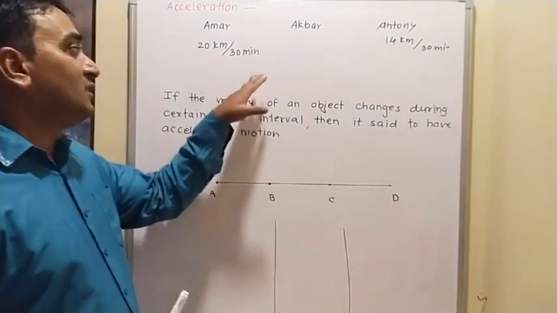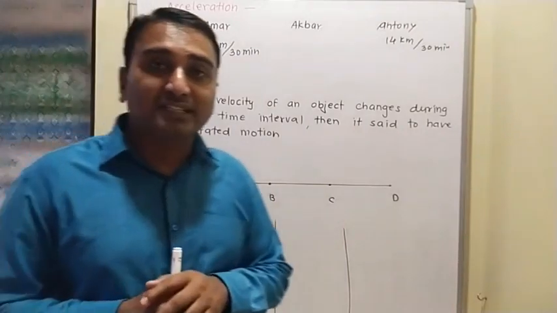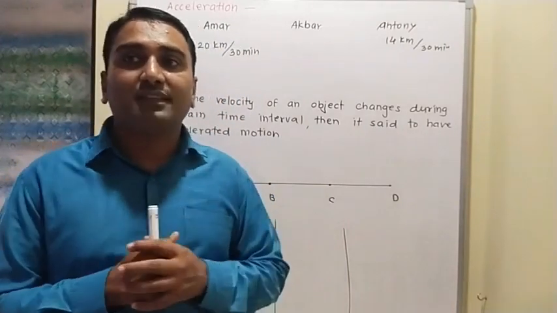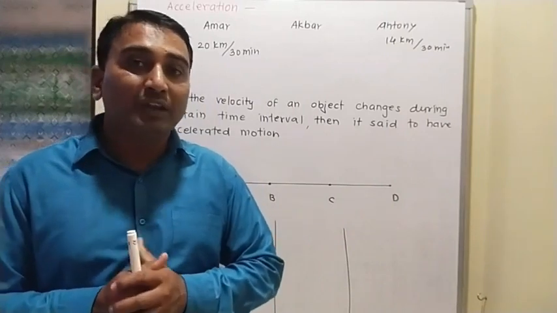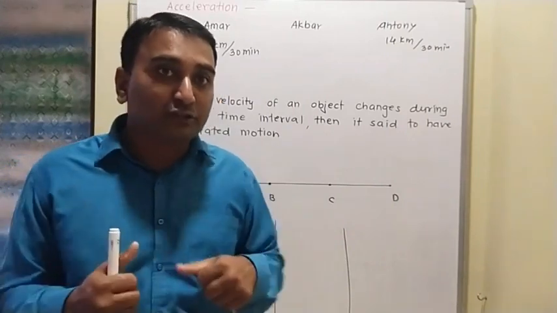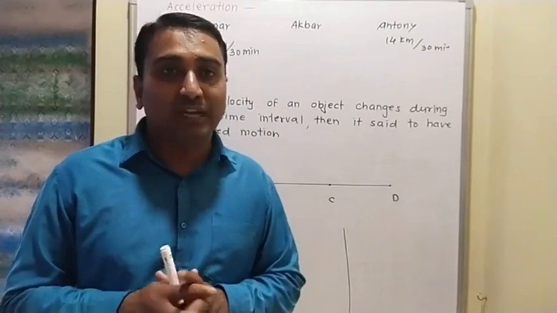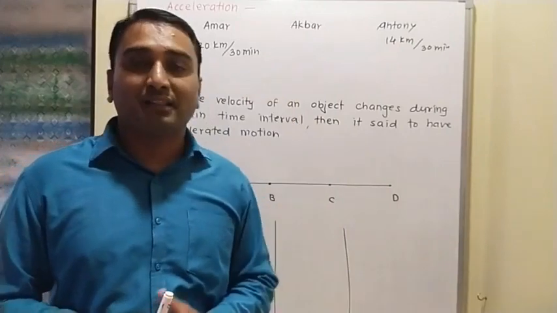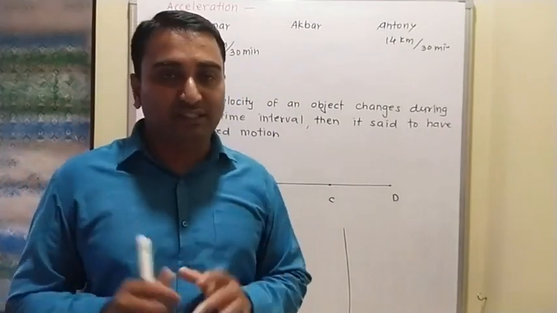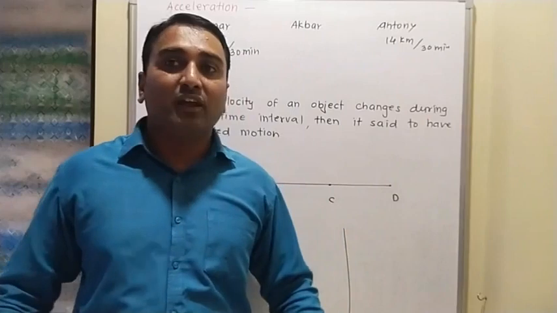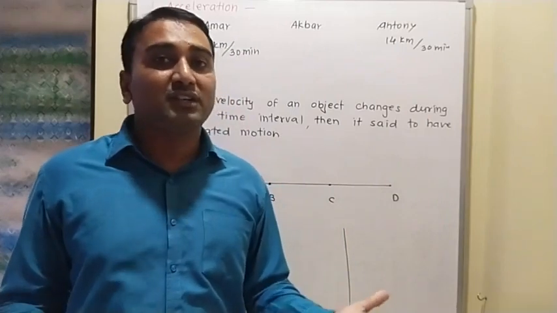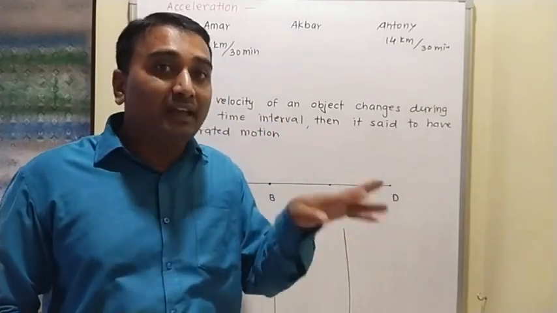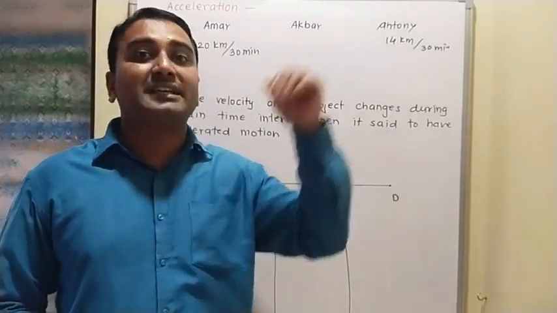Getting it? Have you observed this in your own activity? When you are playing on the slide in a park, you will observe that when you are ready to slide, your velocity is 0. That means your speed is 0, because you are sliding along the same line or same path. So here speed is equal to velocity. But as you are sliding down, your speed, that is velocity, is increasing.